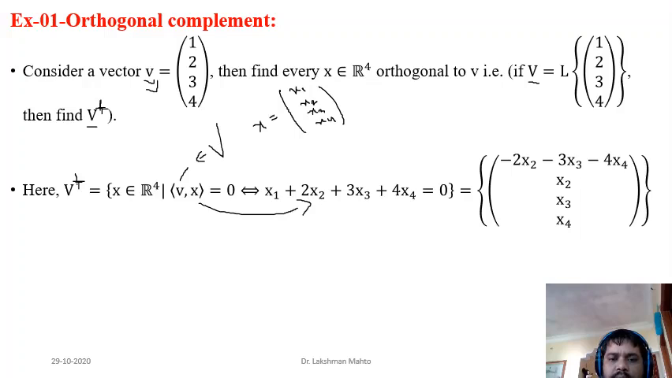How can we solve that? We have to find the solution space. That solution space will contain all those vectors in R4 which are orthogonal to this vector. It is very easy to find the solution space because it contains a single equation.